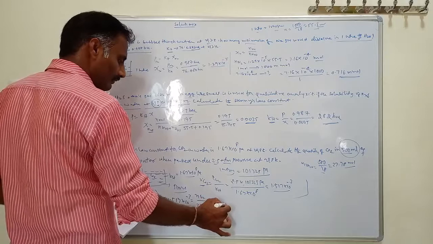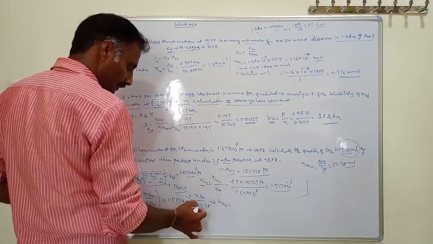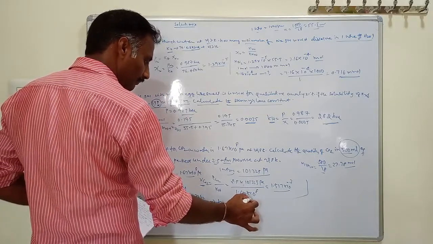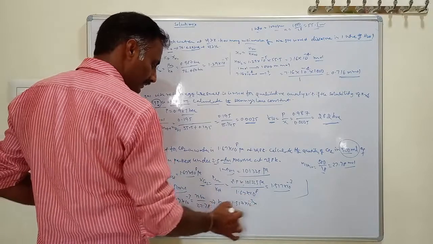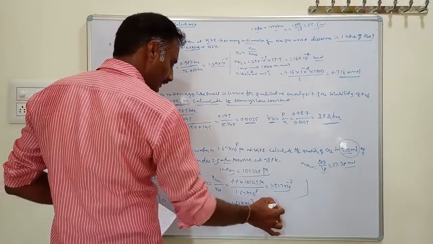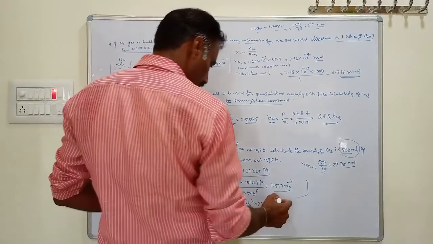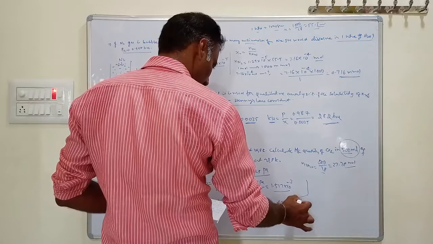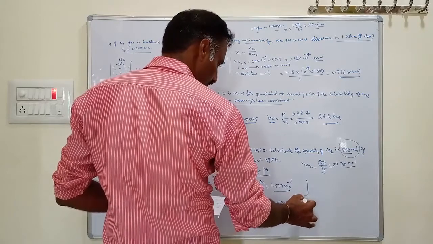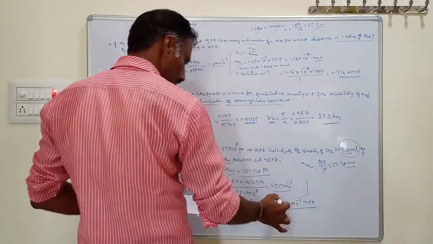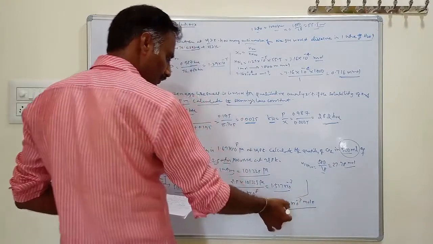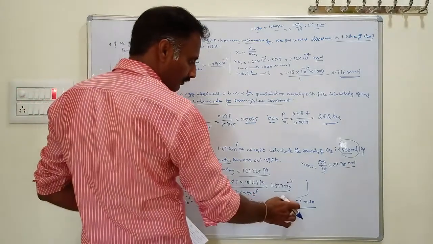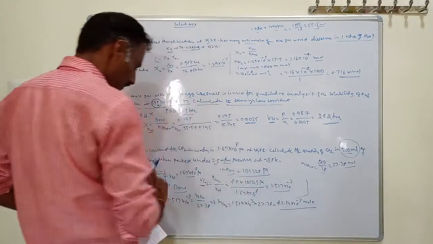Then substitute the value 27.78 to get N CO2. N CO2 equals 1.517 into 10 to the power of minus 3 multiplied by 27.78, which gives 42.14 into 10 to the power of minus 3 moles. This much CO2 is present in 500 ml of water.